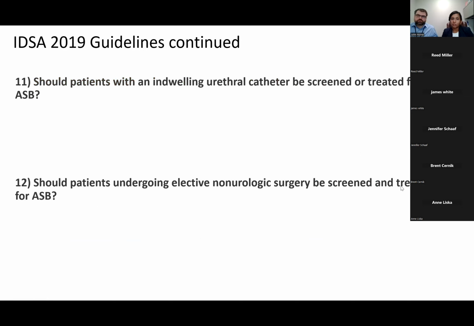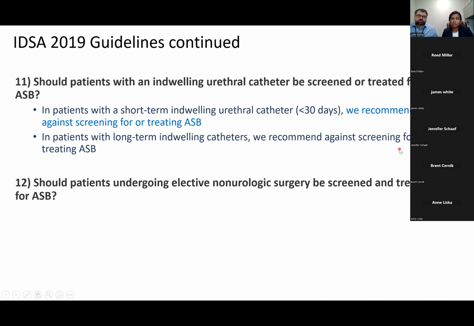Should patients with an indwelling urethral catheter be screened or treated for asymptomatic bacteriuria? Just like we talked about earlier, in patients with a short-term indwelling urinary catheter, less than 30 days, we recommend against screening or treating for asymptomatic bacteriuria. In patients with a long-term indwelling catheter, we again recommend against screening or treating. So long-term or short-term, they recommend for both not screening or treating, because remember that picture we showed earlier, you just get colonized super fast.